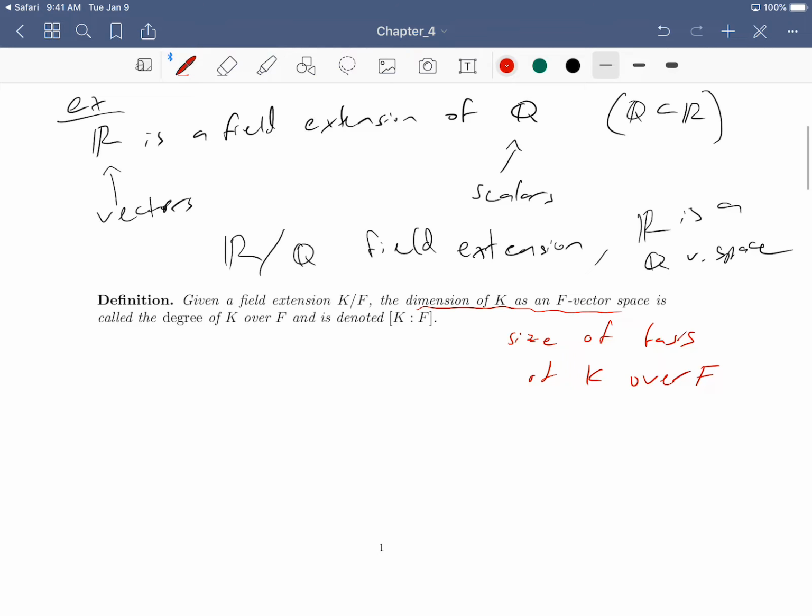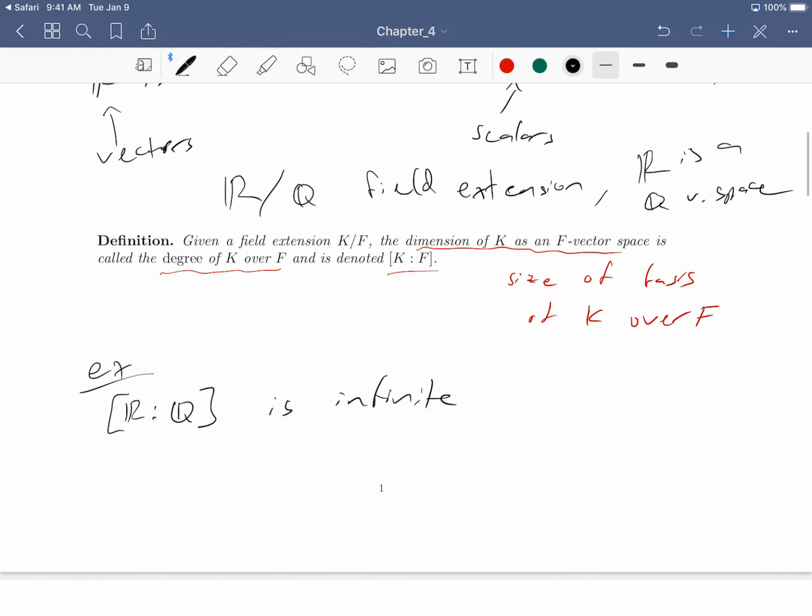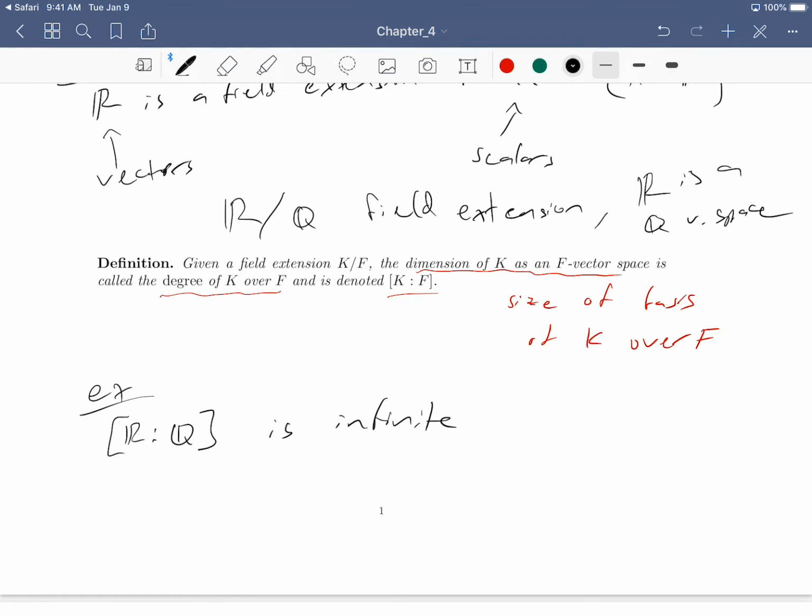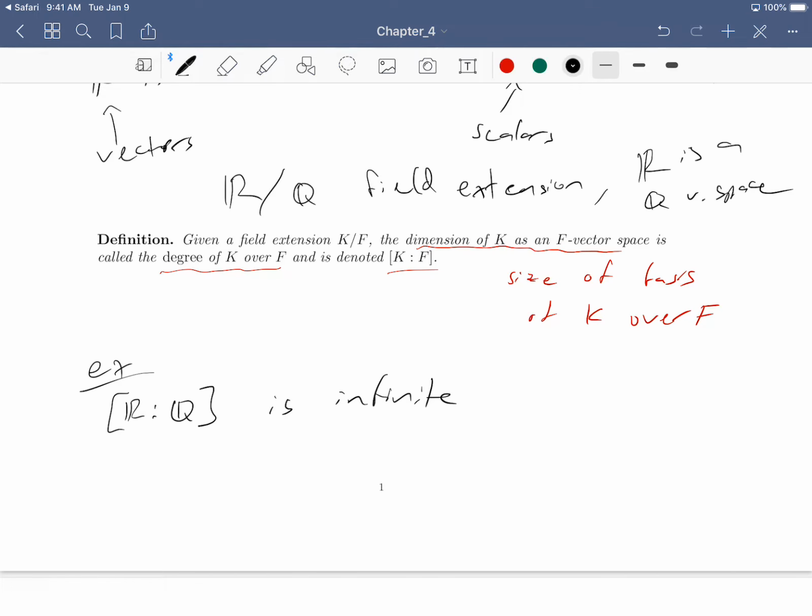But now when we live in the world of field extensions, we call it something else. We call it the degree of the field extension, K over F. And we have this special notation for it. K colon F is the degree of K over F. All right, so we're going to do some examples of this. So first, let's talk about that R over Q. R over Q is infinite. The degree of R over Q is infinite. R is an infinite Q vector space.